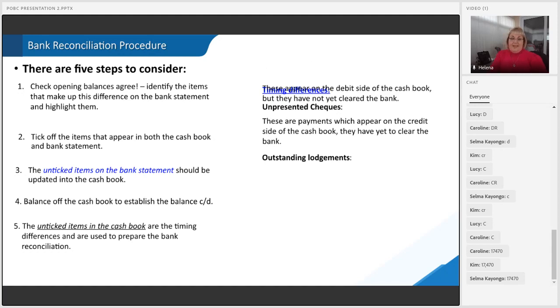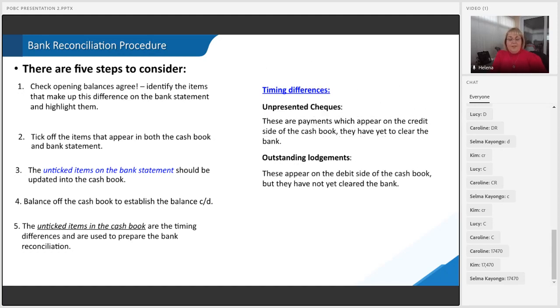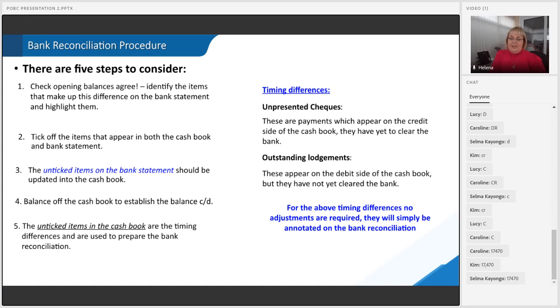The flip of that is an outstanding lodgement. These are receipts. This is money coming into our business. And consequently, we enter these transactions on the debit side of our cash book. So this is going to increase our bank balance in terms of the cash book. But they haven't yet cleared the bank. But again, they will. It's just a timing difference, and they will clear in the next period. These timing differences aren't removed in any way, shape or form from our cash book. They're just annotated, just documented on the bank reconciliation, and they make up the difference between the cash book balance and the bank statement.